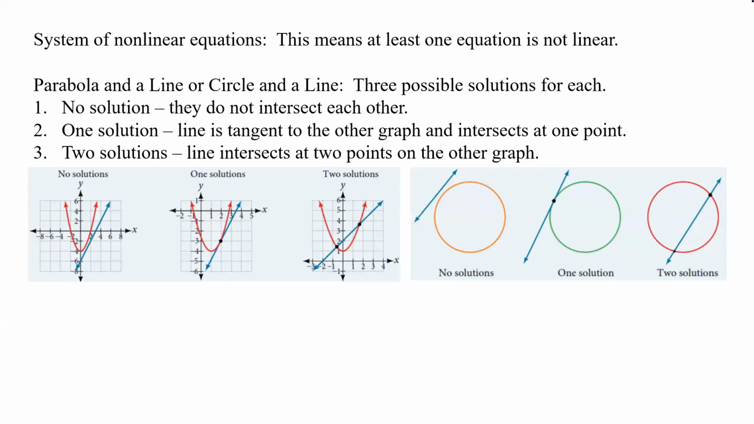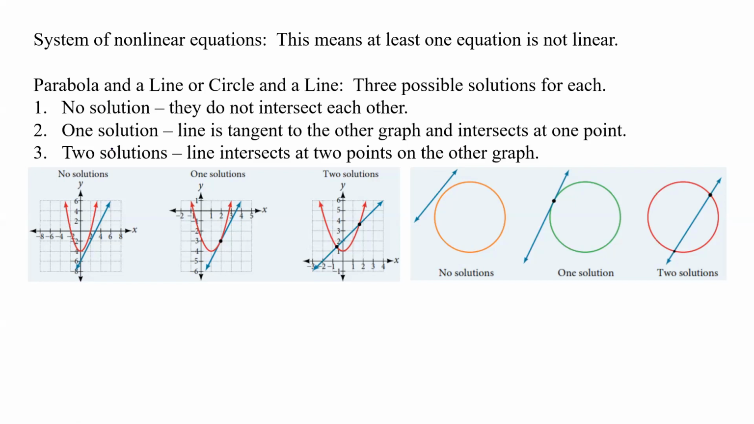Now the first one is with linear. So what we're going to have is something like a parabola and a line, or a circle and a line. In each case, there's going to be three possible solutions for each. There's going to be no solution, where they basically do not intersect each other. So if you have a parabola and a line not touching it, that's going to be a non-intersection. Same thing with the circle.